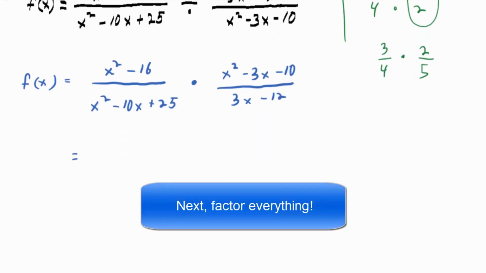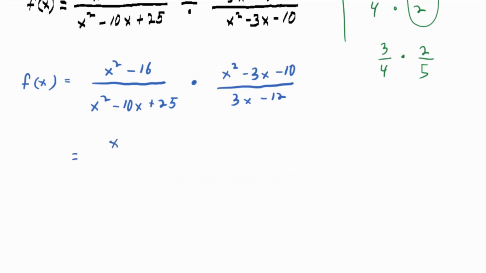x squared minus 16. x minus 4 times x plus 4. Okay, I'm going to be a rebel, a mathematical rebel, and say x plus 4 times x minus 4. Does it matter? Same thing, right? Multiplication commutes. It turns around. Okay, anybody want to try x squared minus 10x plus 25? It's x minus 5 times itself, which is x minus 5 quantity squared.